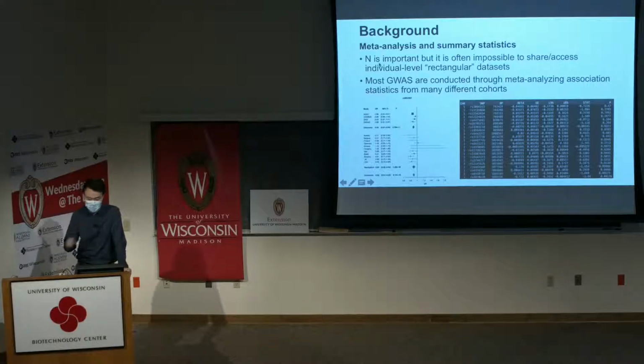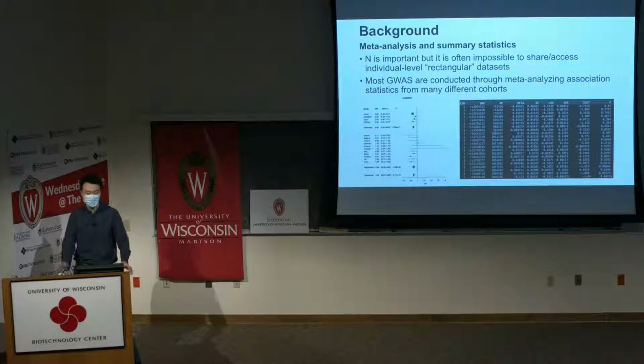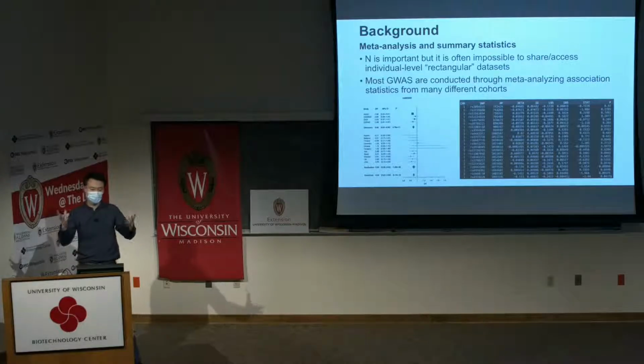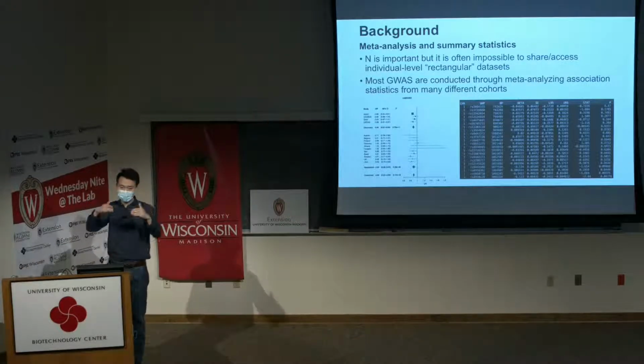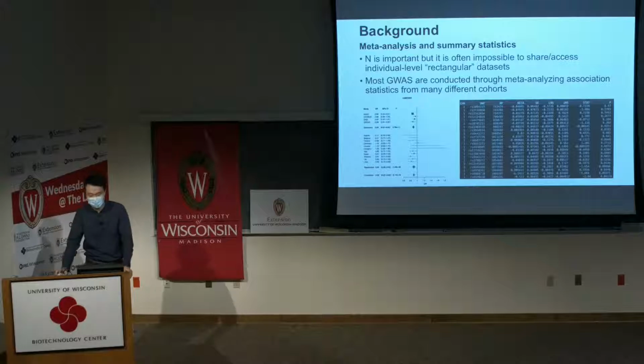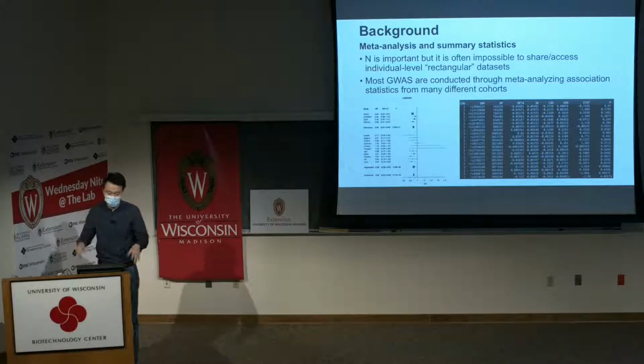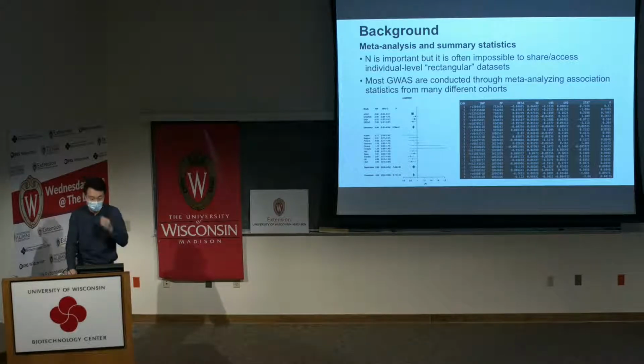Then, one unique thing about GWAS these days is that sample size, obviously, is very important in almost all statistical problems, but it's often impossible to share the individual-level rectangular data set that a lot of people take for granted in other statistical applications. Whatever statistics you work on, you start with this n by p matrix with n individuals and p variables. But that turns out to be a luxury in human genetics research because of policy, privacy, and just the politics in general. So people are unwilling to share these individual-level genotype data.